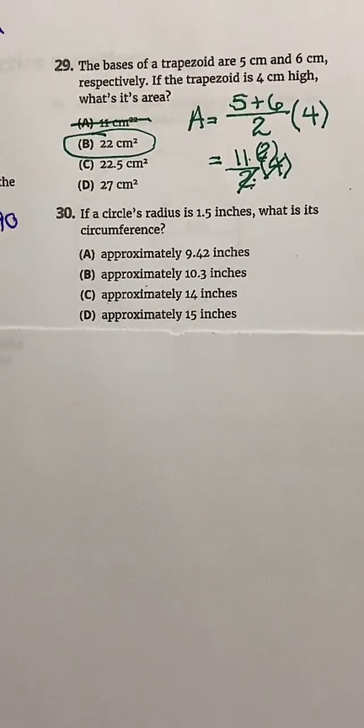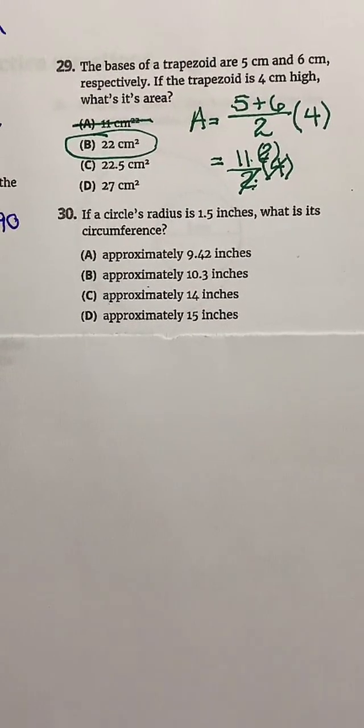So now here we go. If a circle's radius is 1.5 inches, what is its circumference? Is it A, 9.42? Is it B, 10.3, C, 14, or D, 15?